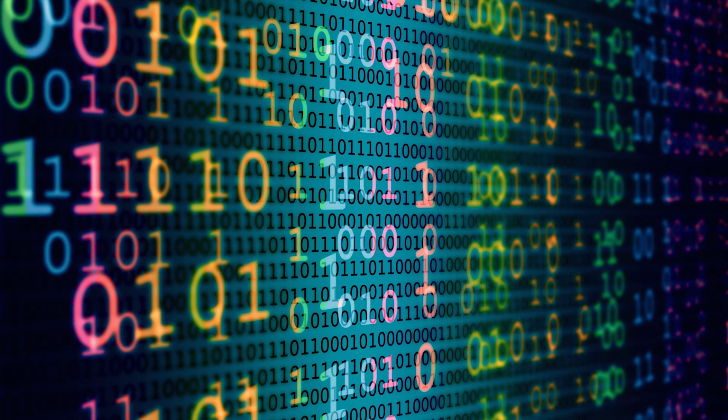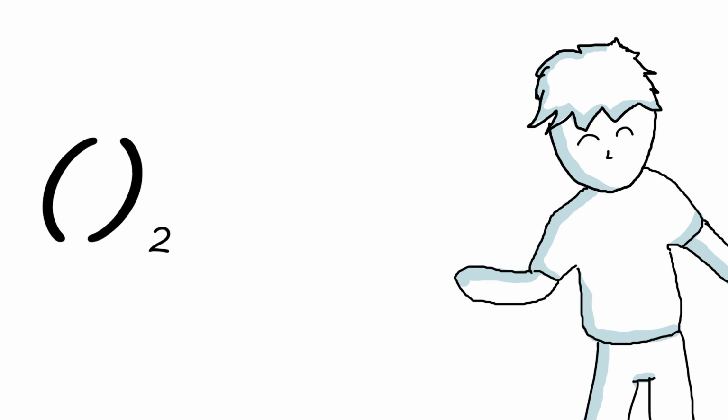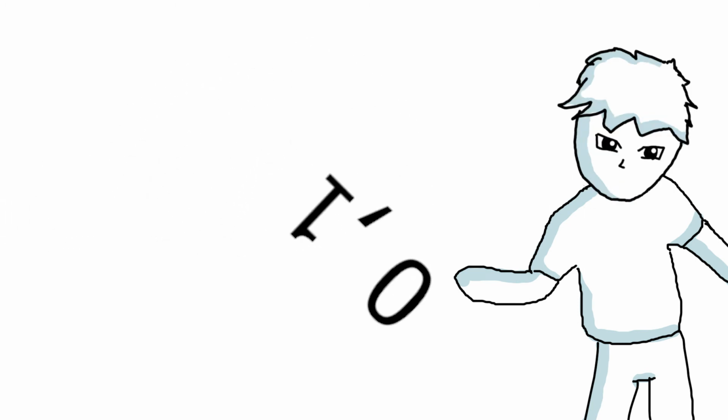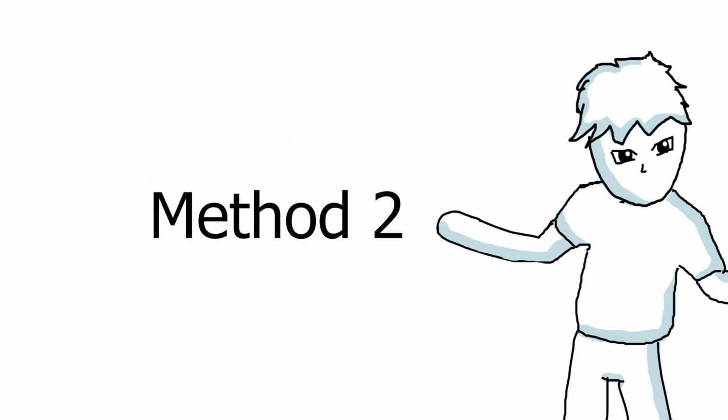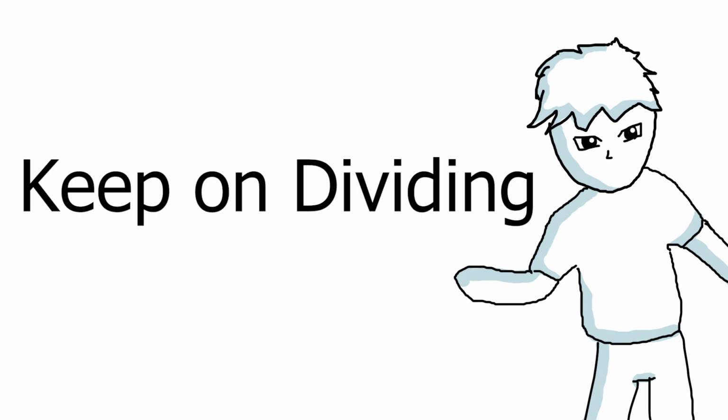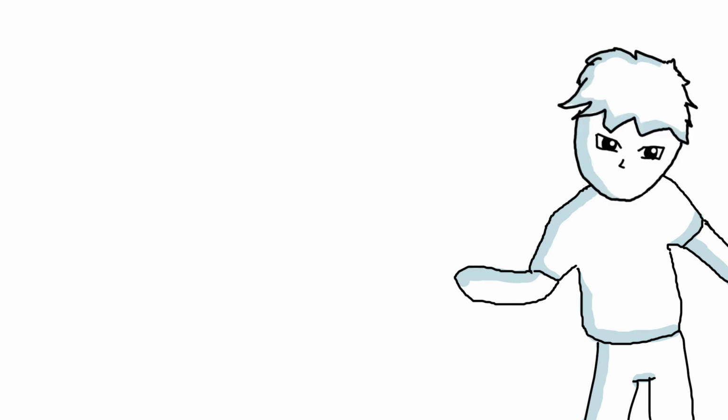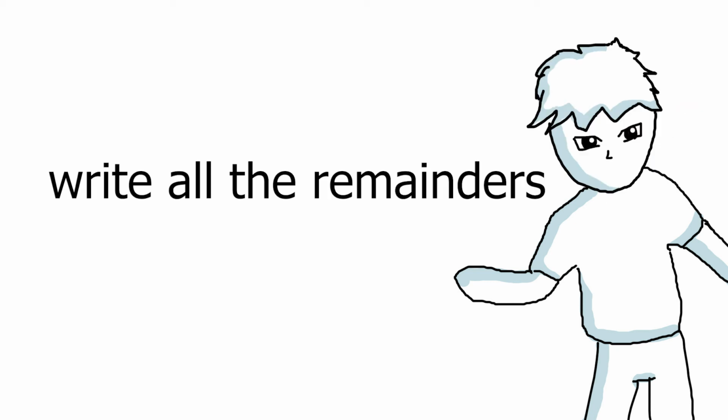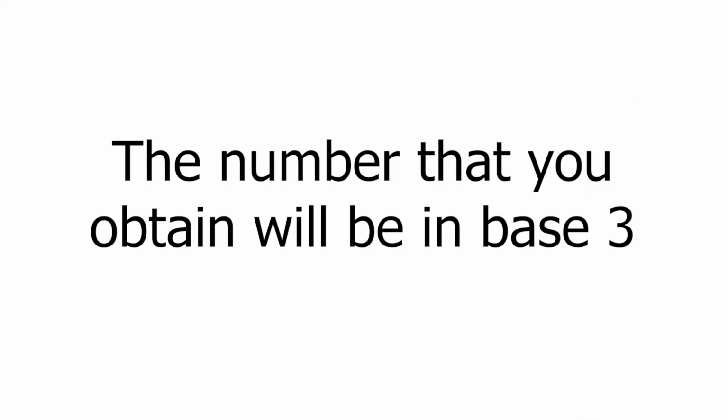Fun fact, binary, a language that the computer understands, is basically a numerical system of base 2 because it's just 0 and 1. Now comes the second method, which is easier. All you have to do in this method is keep on dividing a number with the base number, that is alpha, till you reach a point where it's no longer divisible. Then write all the remainders from the bottom to top, from left to right. And the number which you obtain will be in base 3. Let's try it out then.